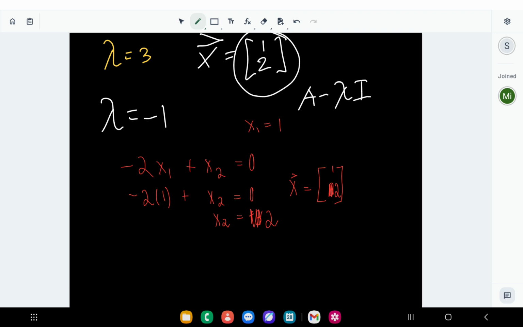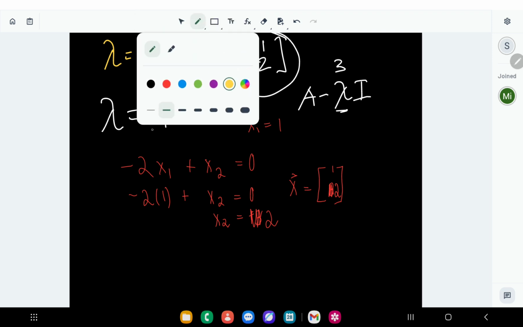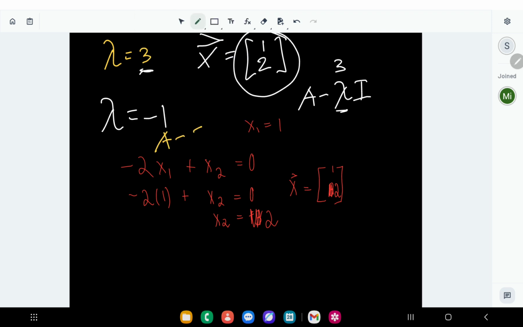I wonder how you got that. Oh, you're using the first equation. It will be different, because lambda is different. The lambda for the first is 3, but this one is -1. It should be A minus -1 I. So that's what you're going to work on.